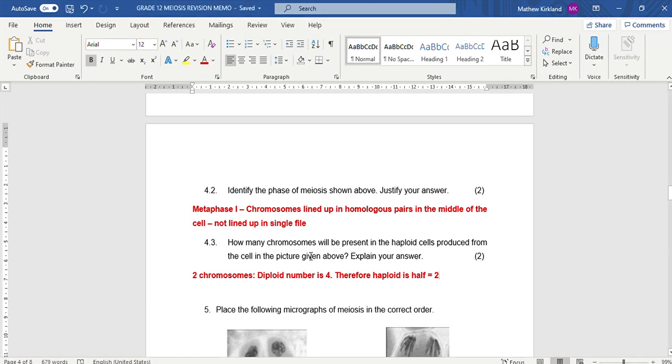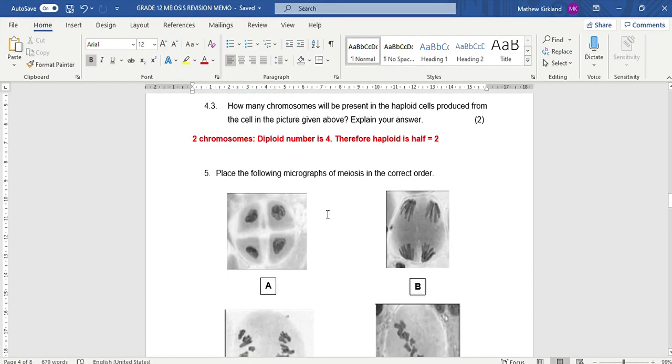Okay, hope you didn't get tripped up on that. I hope you didn't say 23 chromosomes. Don't assume that it's always a human cell, because you can get questions where it is potentially not a human cell. That can potentially happen. So, just be aware of that.